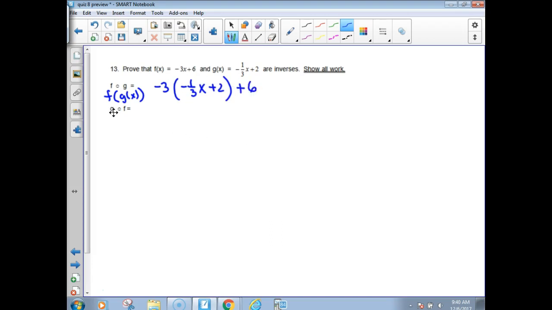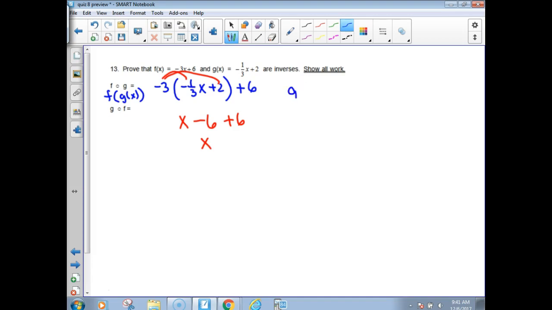Now I'm not going to do this one in the spot that's here. I'm going to do it afterwards, okay? So I'm going to keep working this out now. I'm going to distribute the negative 3. Negative 3 times negative 1/3 would just be x. Negative 3 times 2 would be minus 6. So I have x minus 6 plus 6, and that simplifies to x.